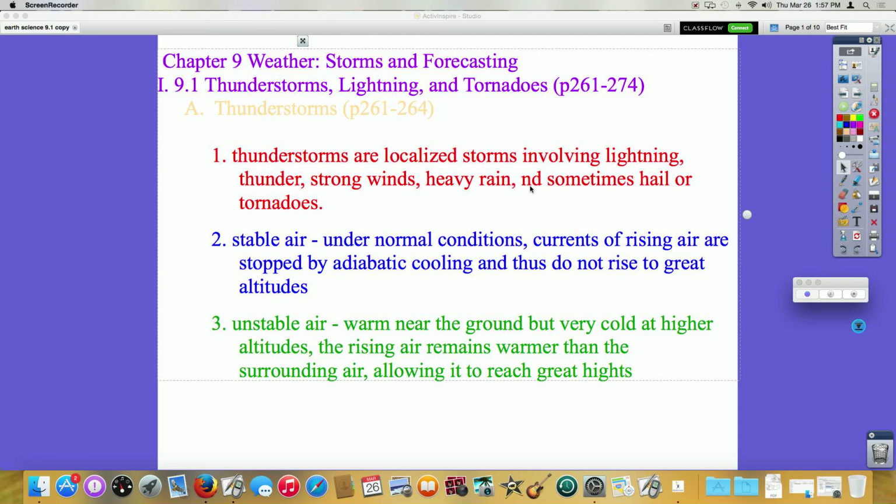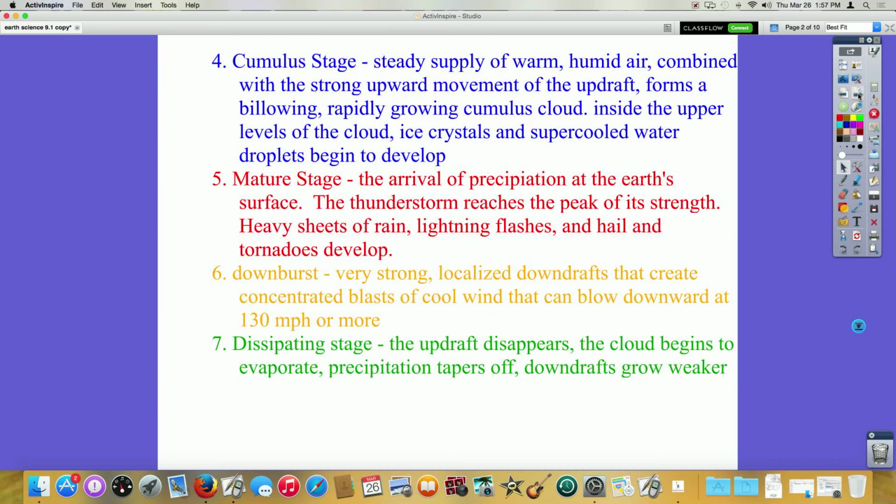That's stable air. However, in the right conditions, we can have unstable air. This is warm air near the ground, but very cold at higher altitudes. The rising air remains warmer than the surrounding air, and since it is warmer, it continues to rise to an even greater height than normal, allowing it to reach those greater heights. And this can lead to the development of thunderstorms.